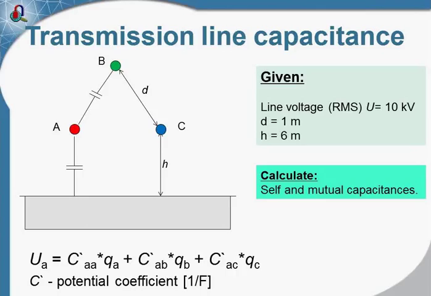Here the C is not the capacitance, it's the potential coefficient and has the dimension of 1 per farad. And there are similar equations for each conductor. All in all, there is a 3x3 matrix that contains 9 potential partial capacitances, and we should calculate them all. How should we calculate these coefficients?